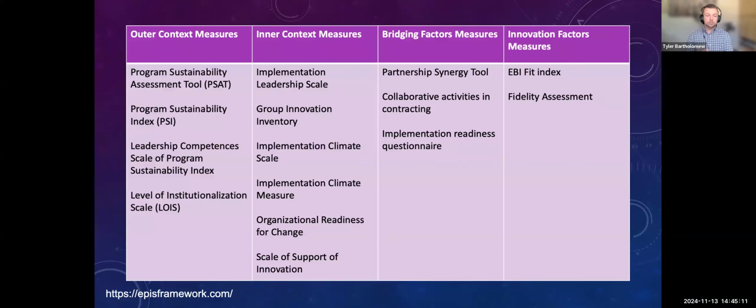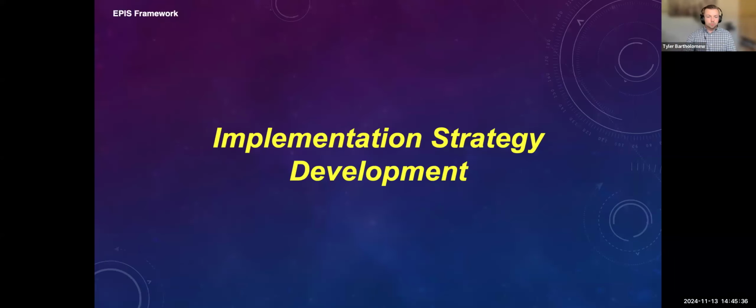These measures exist when we try to think about how we're going to measure the constructs which we're thinking through, but a lot fewer measures, and really no measures on innovation factors, really exist when it comes to EPIS. And so there's a lot of work being done on how to better measure implementation bridging factors and innovation factors within this framework. Now, all of this can be really helpful, getting it all together into an implementation strategy development.